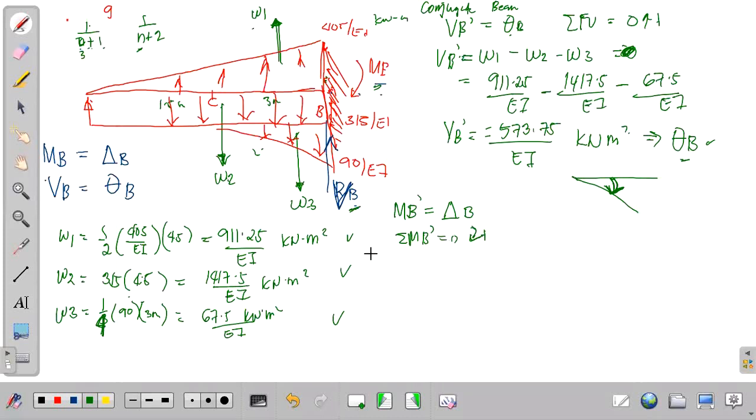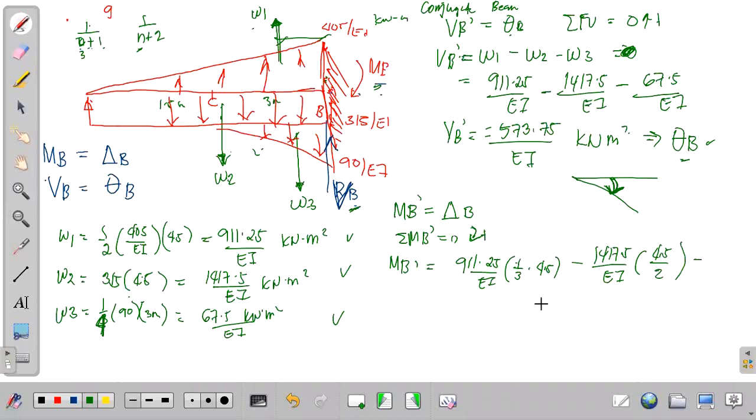So our MB prime is equal to, we have W1, what is our distance here? W1 is 911.25 over EI times 1/3 of 4.5. How much is that? 1/3 of 4.5, I'll just write it down. Clockwise, so positive. And then we have W2, negative, since it is counterclockwise. W2 is 1417.5 over EI times the distance of the centroid from B, that is 4.5 over 2.